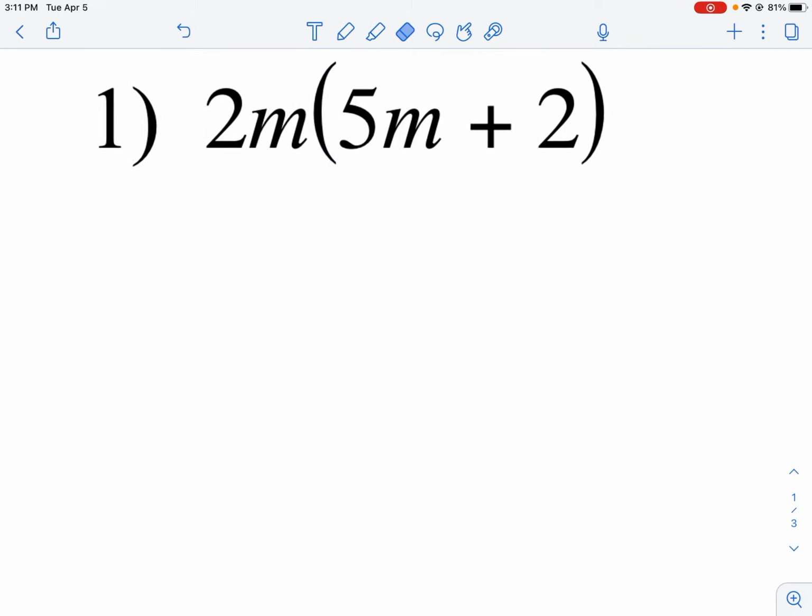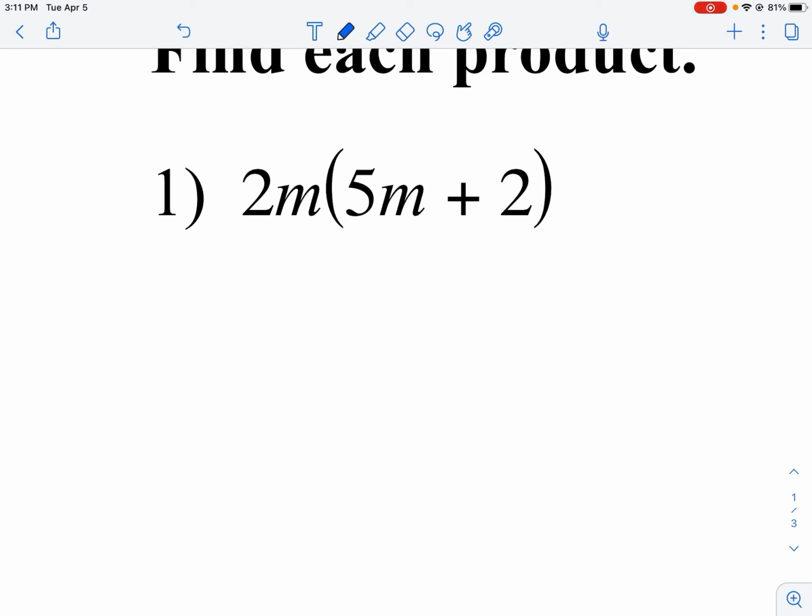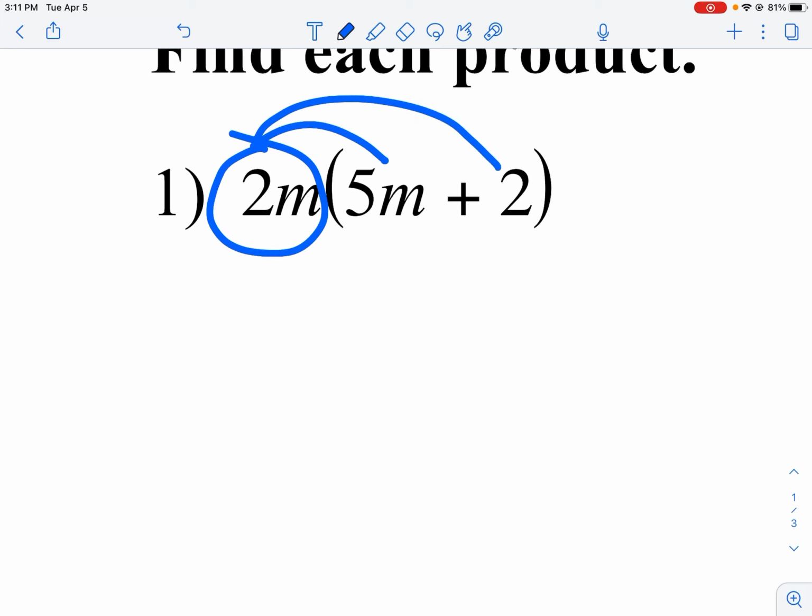Now this is very easy for you guys. This is, I don't want to say a review, but it really is. You've dealt with this before. It's the famous old distributive property where you multiply whatever is outside the parentheses by everything inside the parentheses.